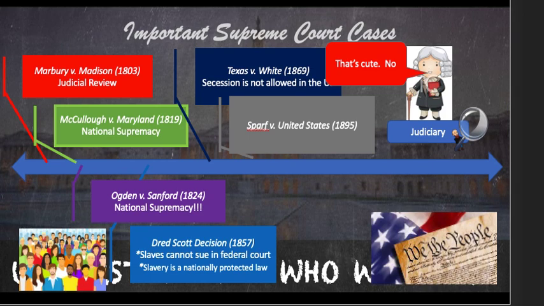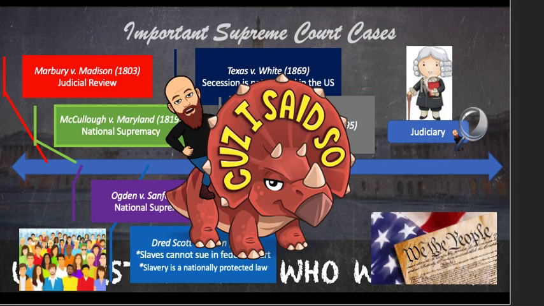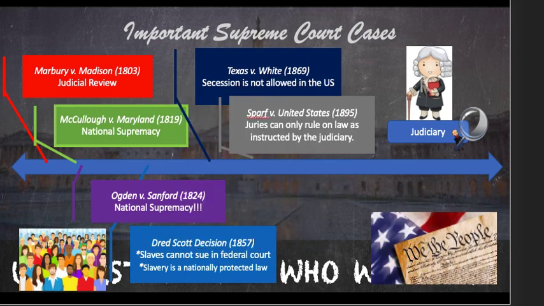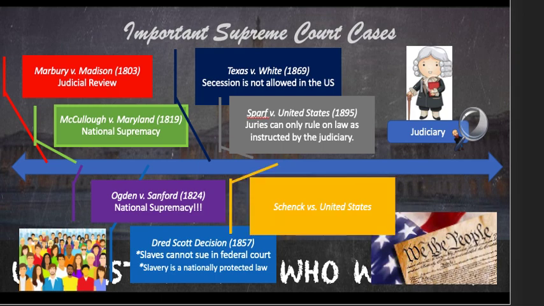But in Sparf versus the United States, what ended up happening was the Supreme Court ruled that juries could not do that, that from that point forward, they could only rule as to whether a person did what the prosecutor says they did or not. And that any questions had to be addressed by the judge as to what the law meant. That juries were not allowed to actually rule on whether a law itself was constitutional or unconstitutional.